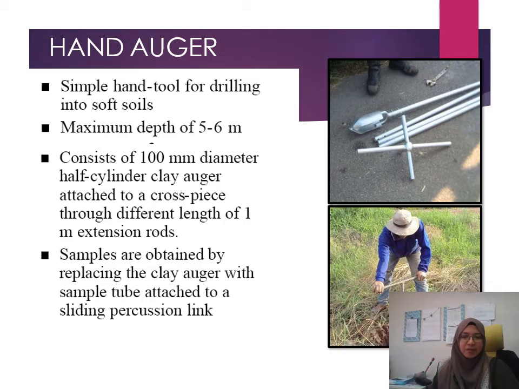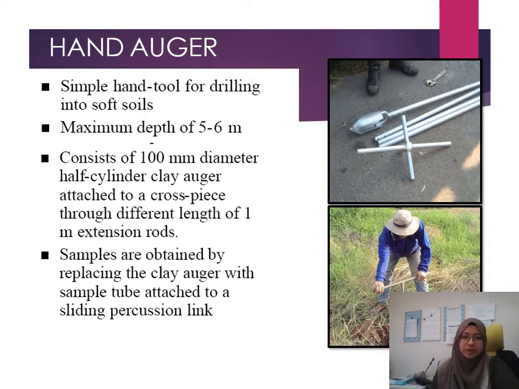Next method of exploration is using hand auger. Hand auger is a very simple hand tool for drilling into soft soil. It is manually operated, so the maximum depth of advancing the exploration is up to 5 to 6 meters. Hand auger consists of a 100 mm diameter half cylinder clay auger.